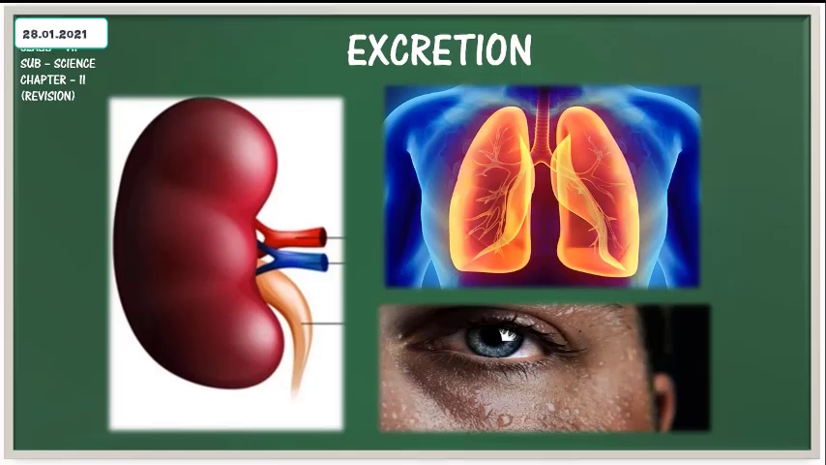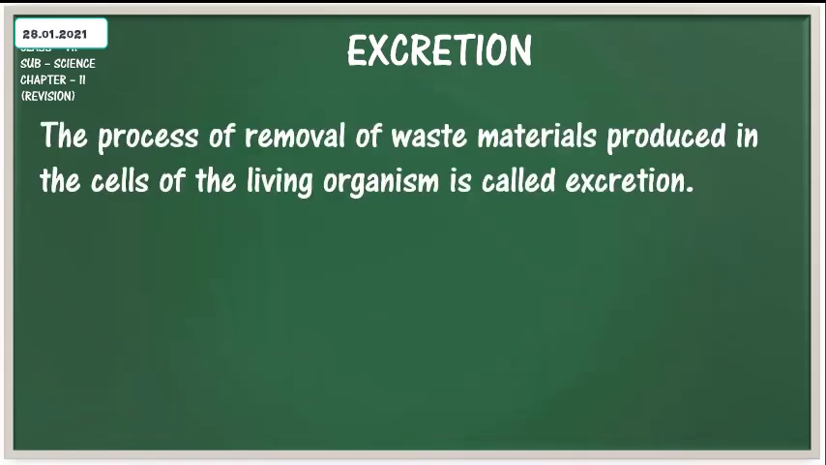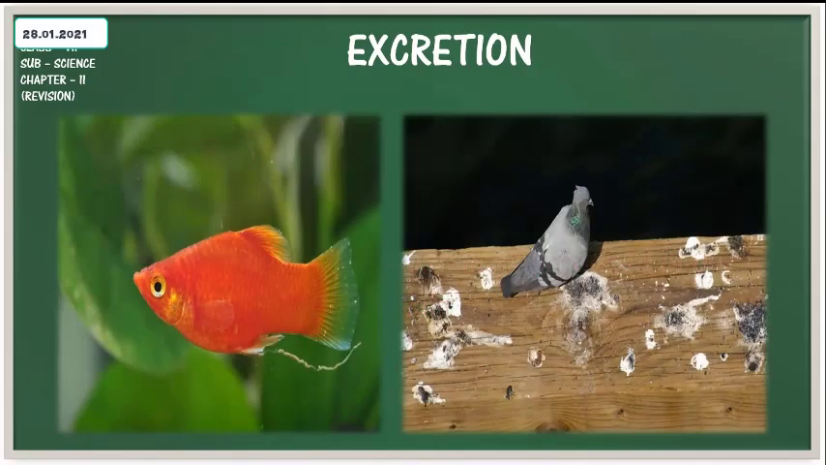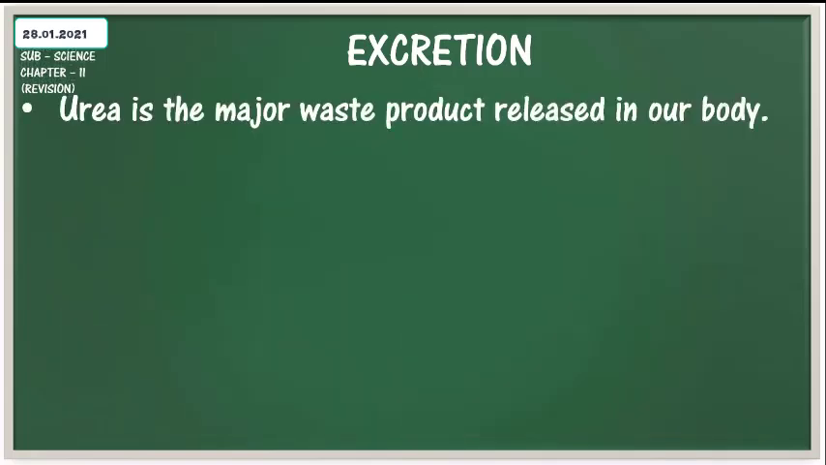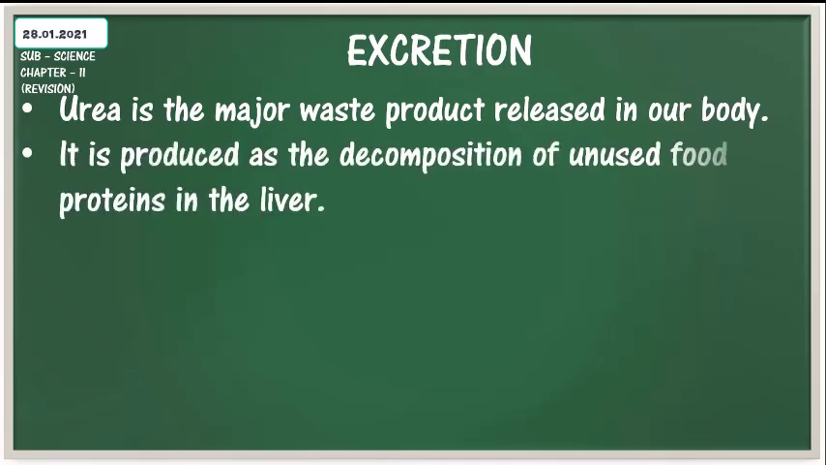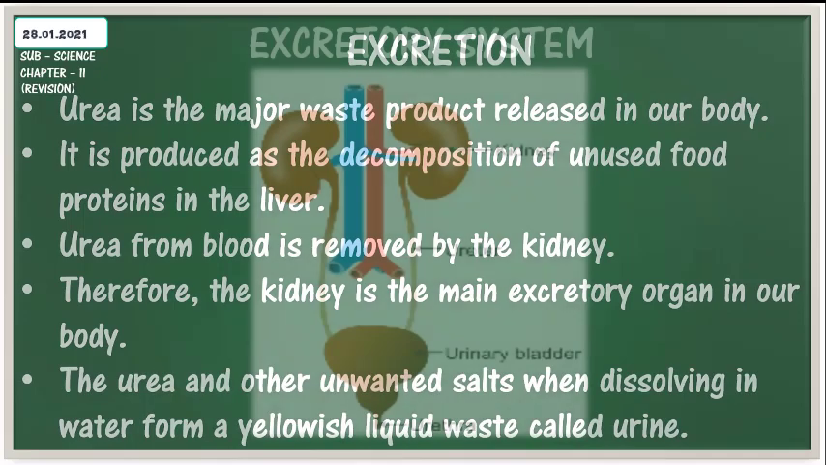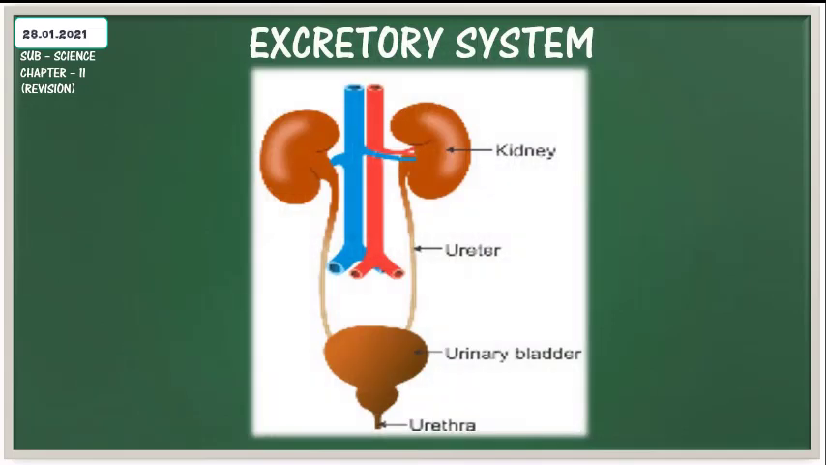Different organisms follow different modes of excretion such as kidney, lungs, skin, and eyes depending on their habitat and food habit. For example, aquatic animals excrete waste in the form of ammonia, while birds and insects excrete mainly uric acid, and humans produce urea as the major excretory product. The human excretory system organs include a pair of kidneys, a pair of ureters, a urinary bladder, and a urethra.